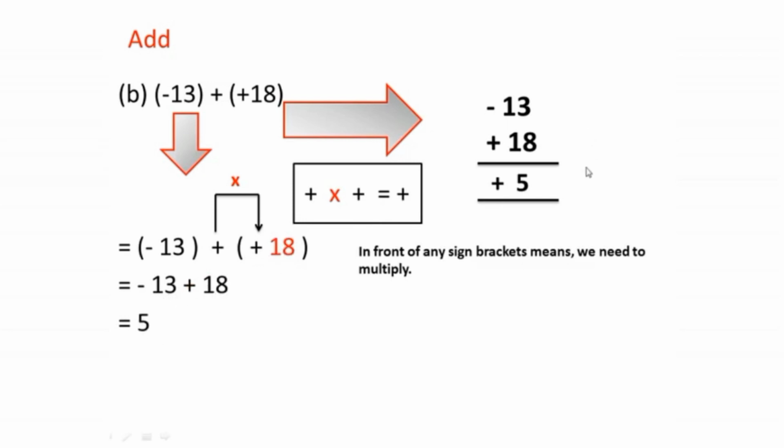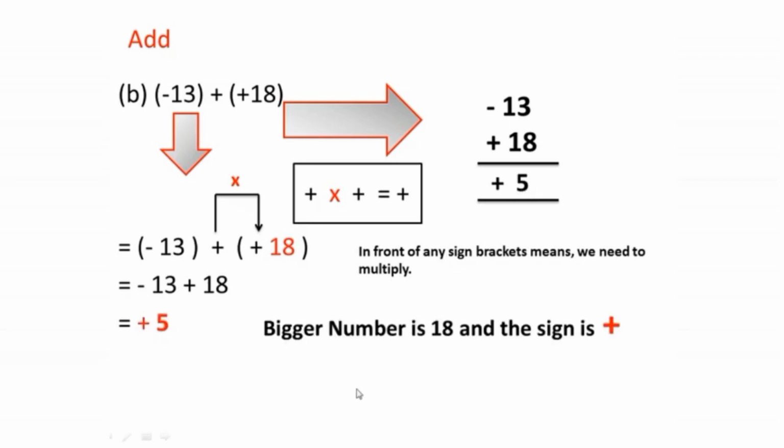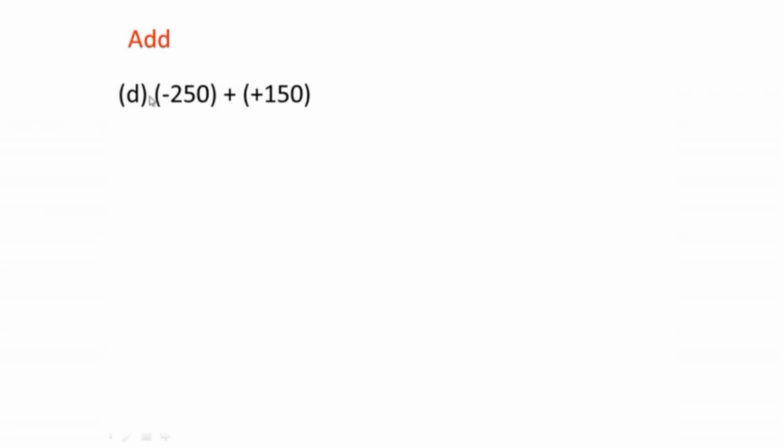The 18 I have written here. So minus 13 plus 18 and the value will be 5. Both the values are matching here. Here it is 5 and here also it is 5. Plus 5. The bigger number is 18 and the sign is plus.